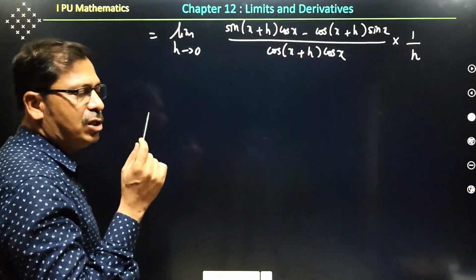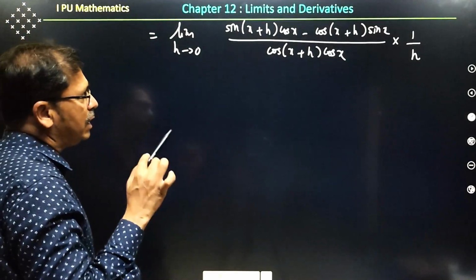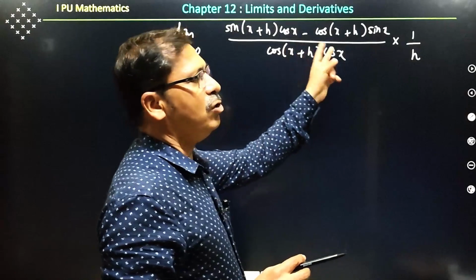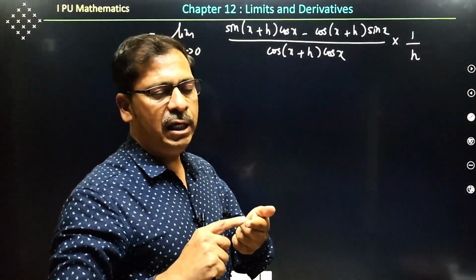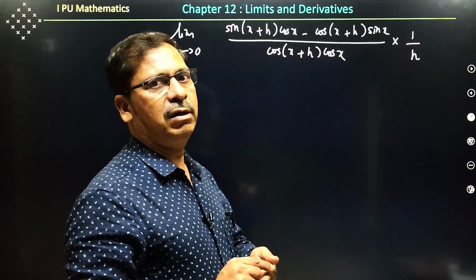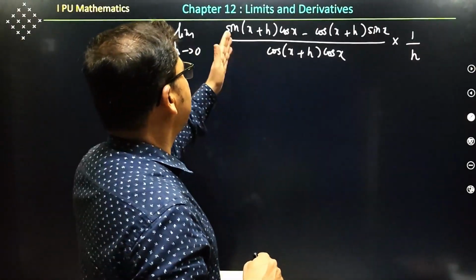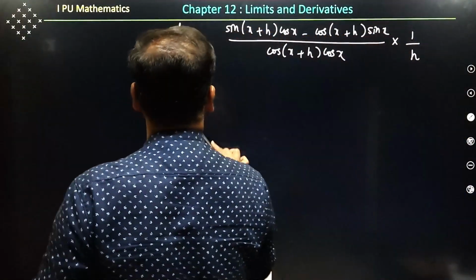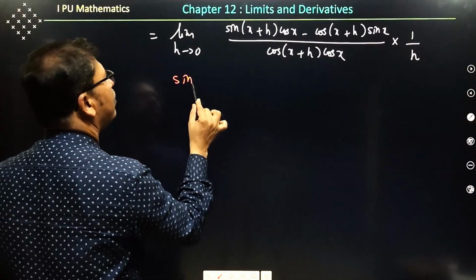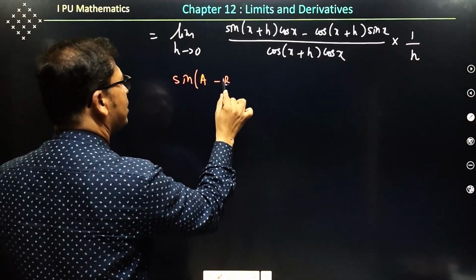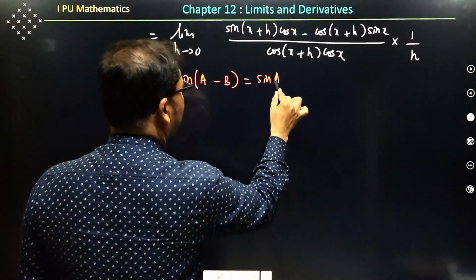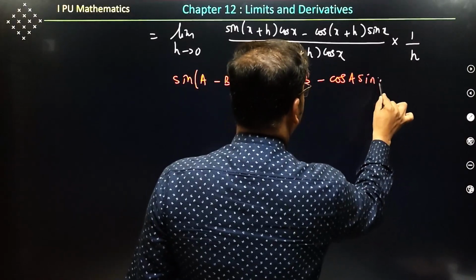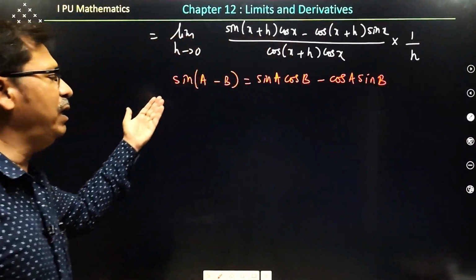Now it is the time to judge the numerator. Please concentrate, students. Try to understand. Here sin into cos, cos into sin: sin A cos B minus cos A sin B. Again, there is a compound angle property. I would like to recall that. You need to use this rule: sin of A minus B equals sin A cos B minus cos A sin B. Now your expression is in the right hand side form, you need to apply the left hand side.